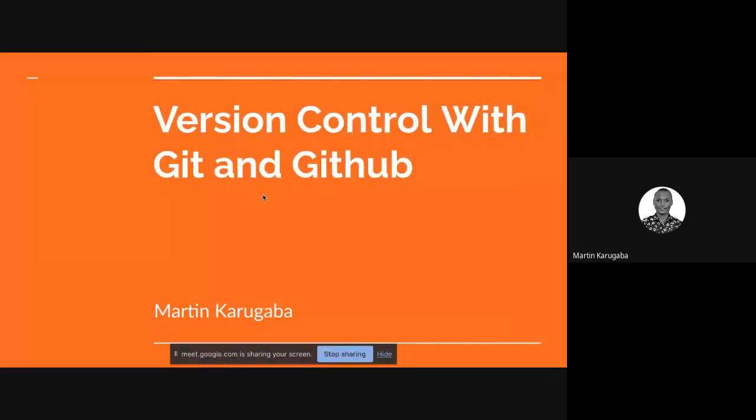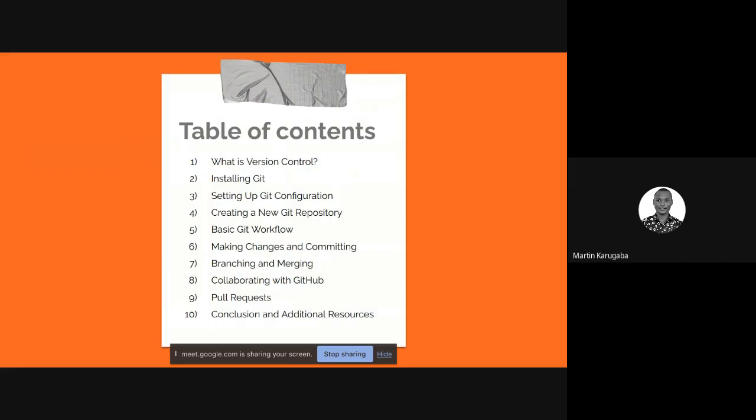All right. So today we're going to share about version control with Git and GitHub. This is what we're going to be talking about. Number one, what is version control? We're going to talk about installing Git, setting up the configuration, creating a new repository, basic Git workflow, making changes and committing, branching and merging, collaborating with GitHub, making pull requests, and we'll talk about additional resources.